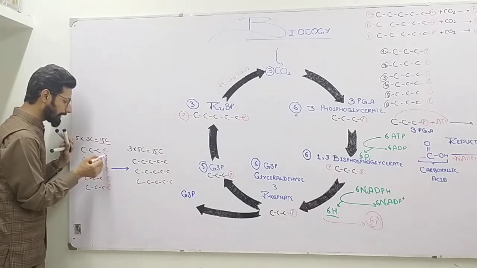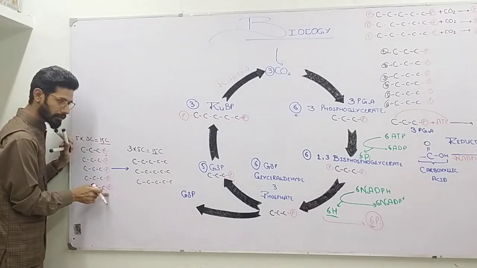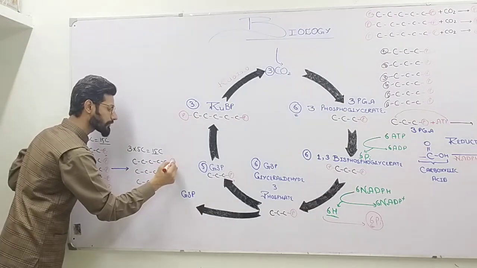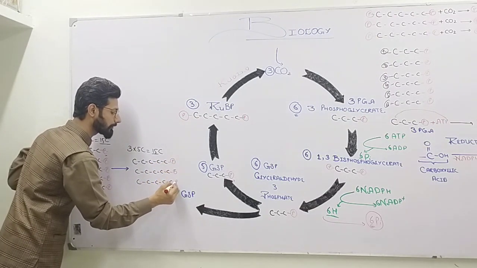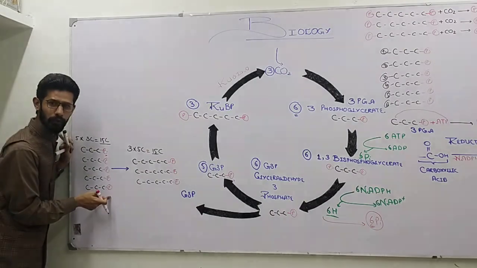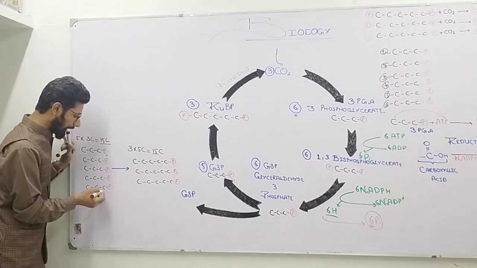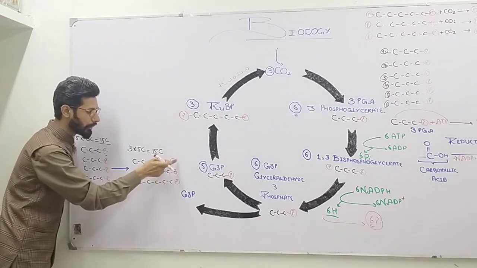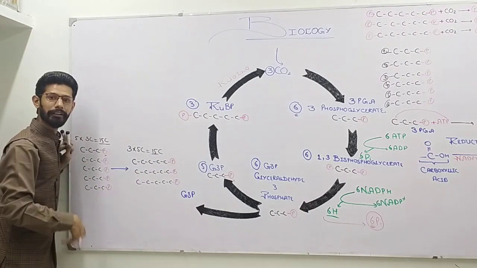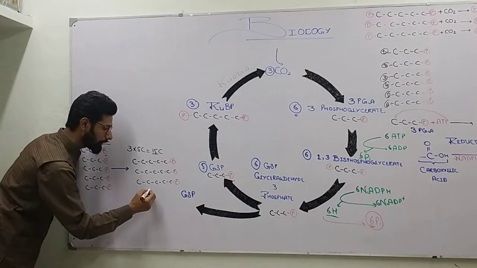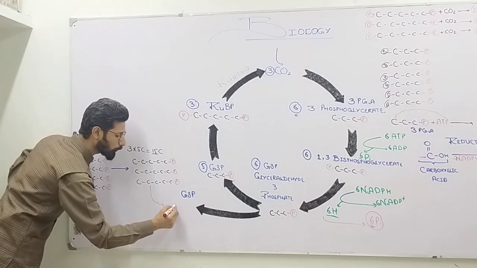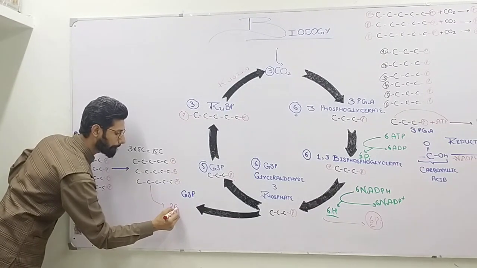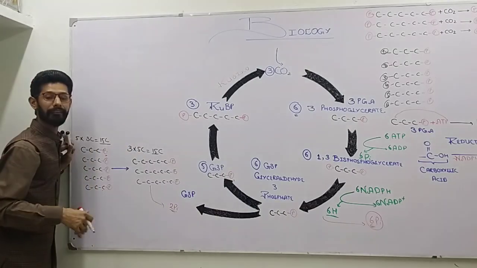And there are 5 phosphorus here, but there are only 3 molecules, so 3 phosphorus are added. But what about the 2 phosphorus? There are 5 molecules, so 5 phosphorus, but 3 molecules are forming, so there are 3 phosphorus. What about the other 2 phosphorus? Here, 2 inorganic phosphorus get released.